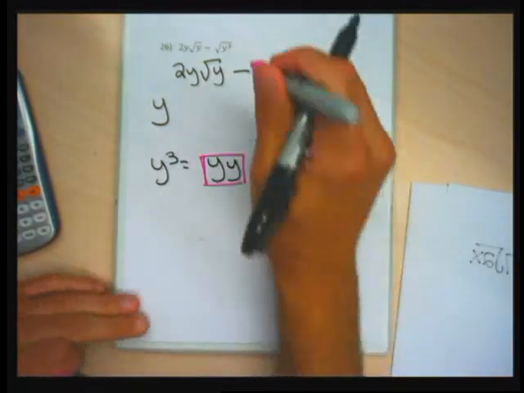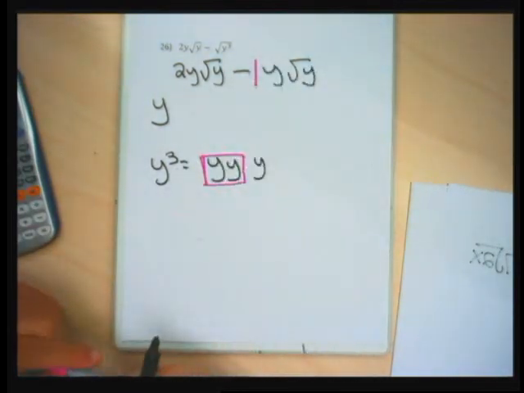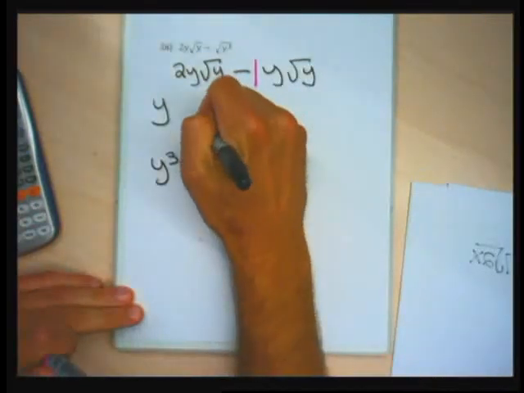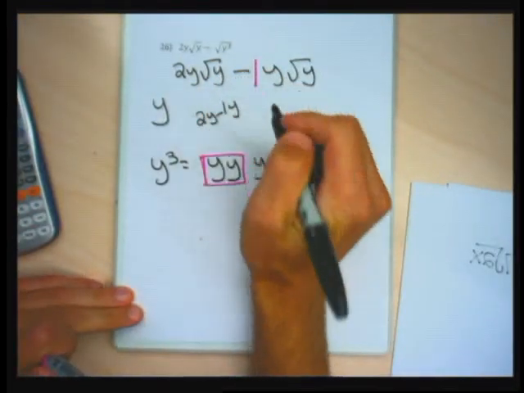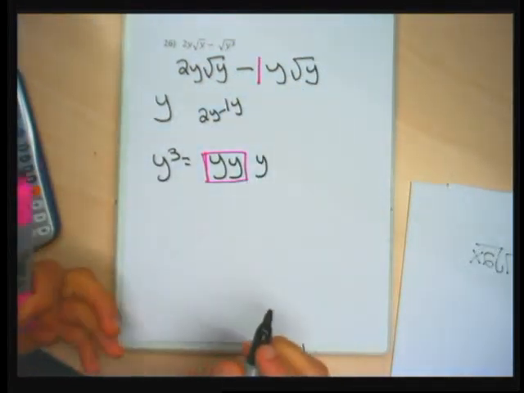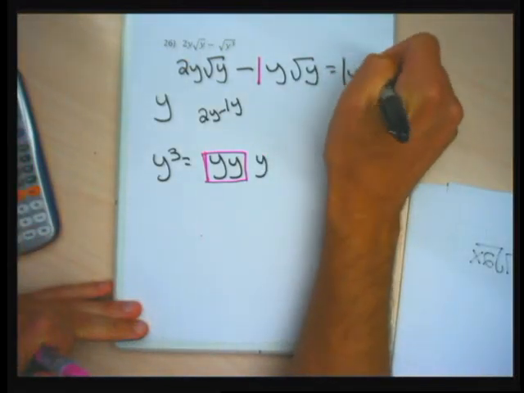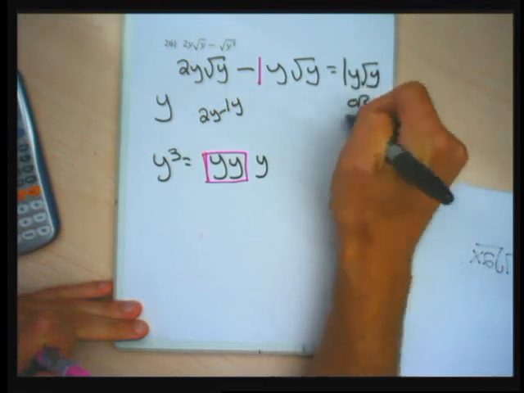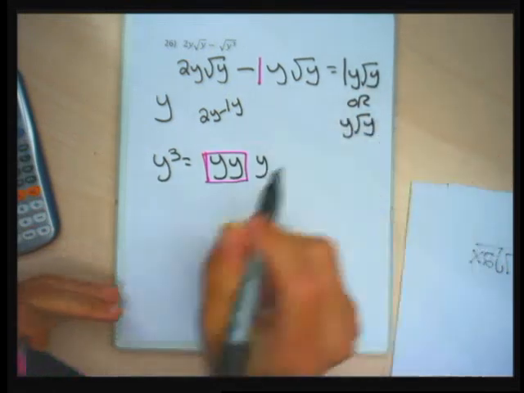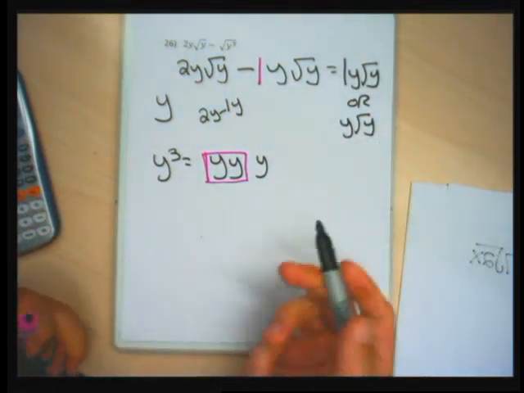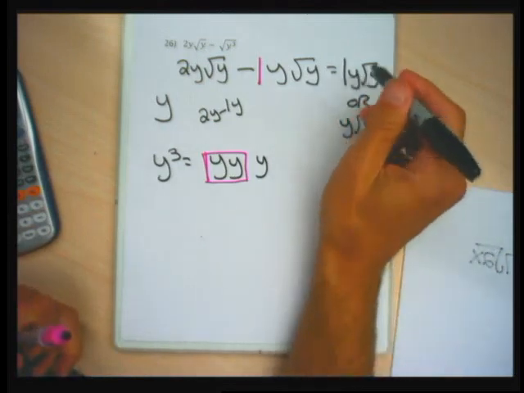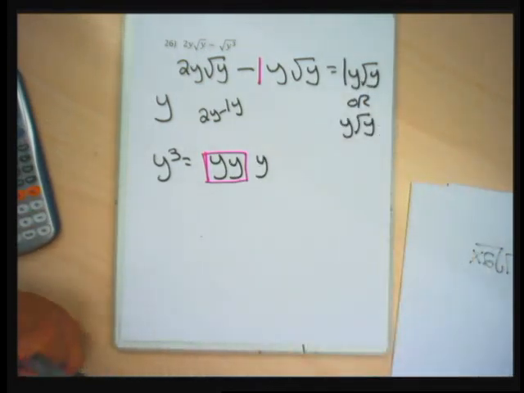Might help for me to throw a 1 in front of that so I can see what I'm subtracting. What I need to subtract is 2y minus 1y, and 2y minus 1y is going to be 1y. So I can write 1y square root of y for an answer, or just y square root of y for an answer. And most authors wouldn't write the 1, but it's definitely not wrong to have it. It's maybe almost helpful to see it there.